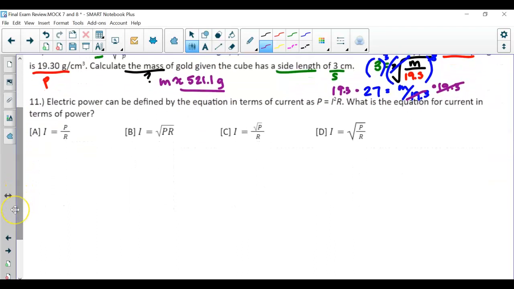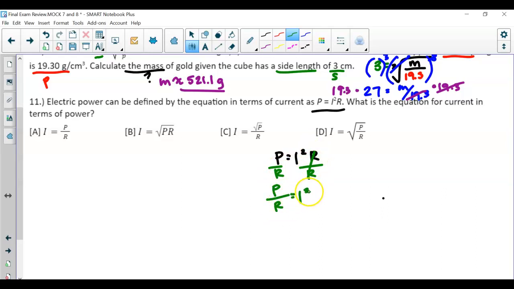So now in number 11, given electric power, we're using this formula here, P is equal to I squared times R. Which of these equations is equivalent to that represents? Notice we're solving for I. So here I've got P is equal to I squared times R. Well, if we're solving for I, notice how right now it's being multiplied by R, so now I need to divide by R. So P divided by R is equal to I squared.